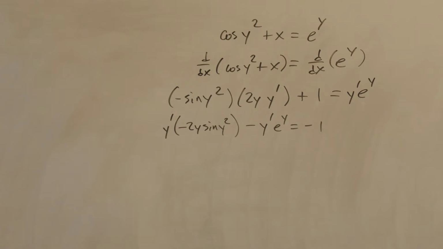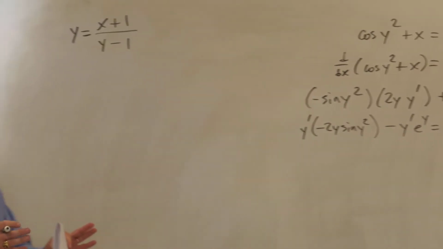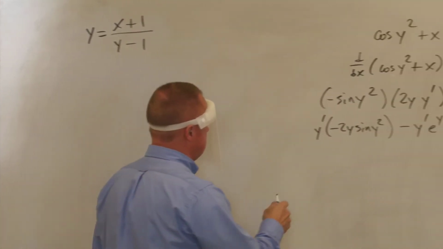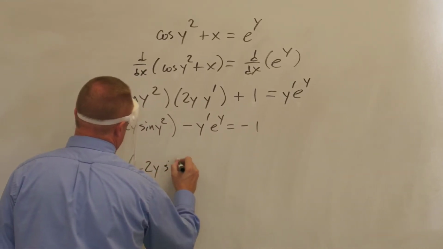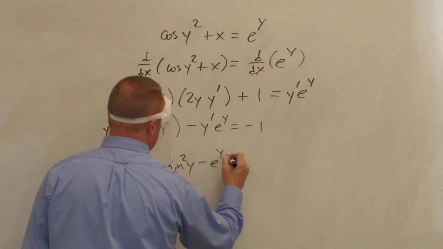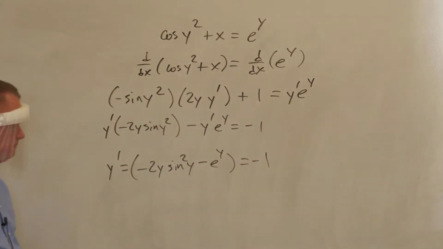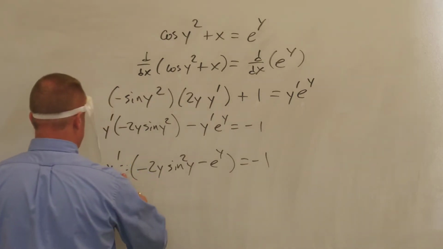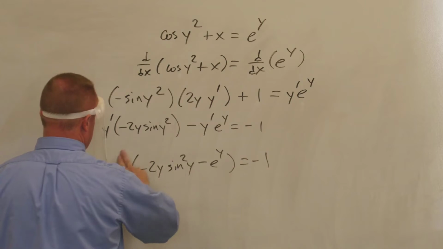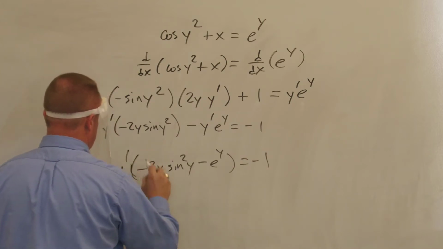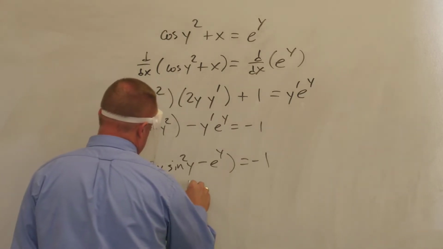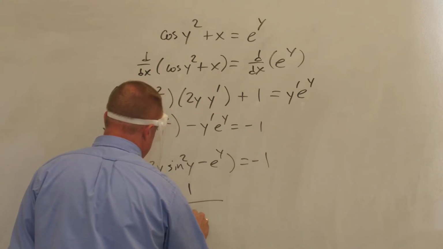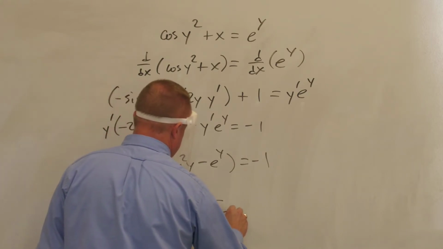And it's the same steps every time, right? Take the derivative of both sides, and then move all the y primes on one side, everything else on the other. Factor the y prime out. And then divide both sides by that, okay? All right, I don't know what I did there. All right, sorry. There. Now divide both sides, so y prime is equal to negative 1 over negative 2y sine y squared minus e to the y.